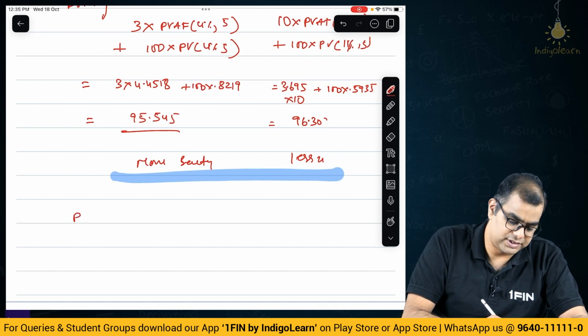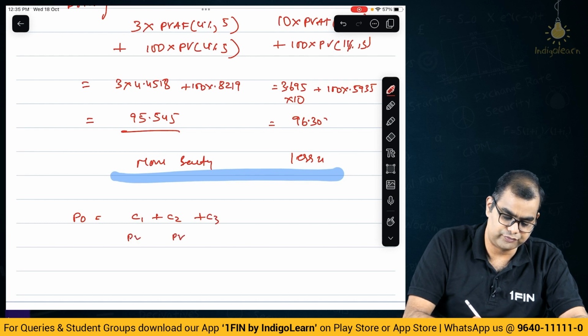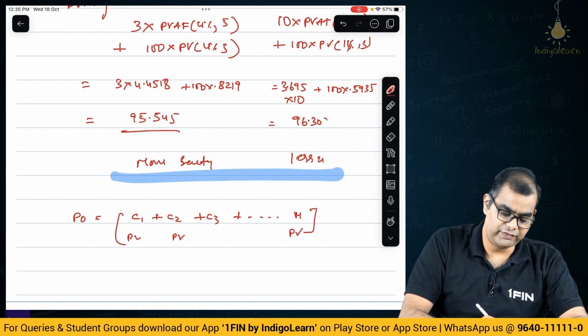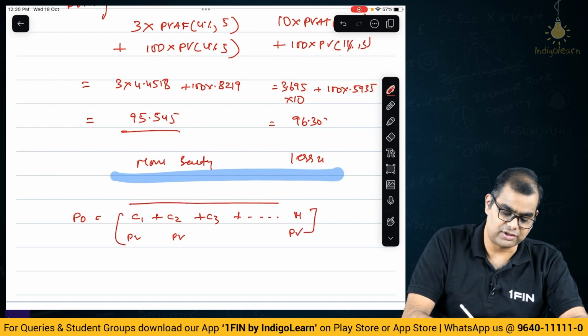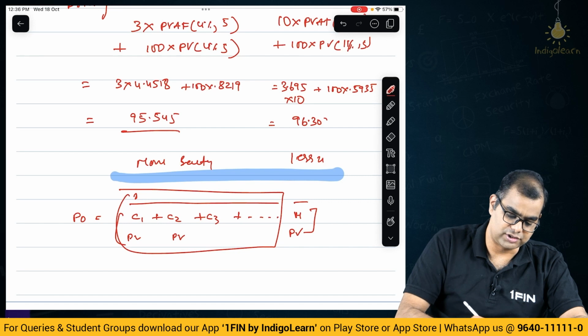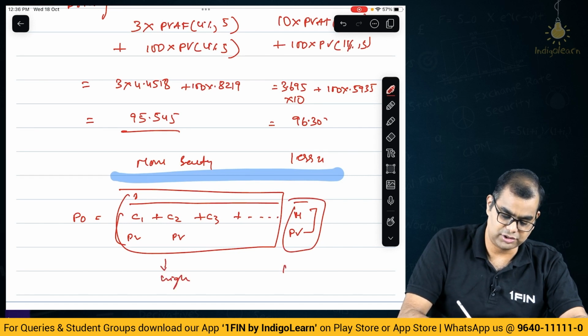See, what is P0? Again, same logic. C1 plus C2 plus C3, all of them at present value, till maturity value, present value. This is the summation. Now, when you take the weights of these items, if the coupon is high, the weightage of this portion is high, correct? This portion is low if coupon is high.